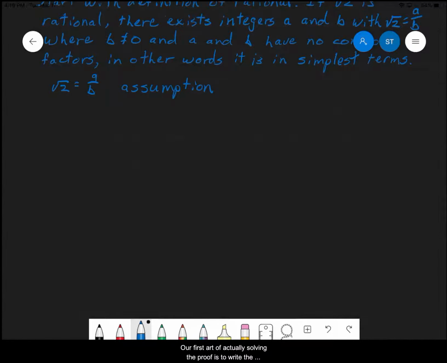Our first step in actually solving the proof is to write the assumption, square root of 2 is equal to a over b. Next, we'll square both sides. Squaring both sides gives us 2 is equal to a squared over b squared.